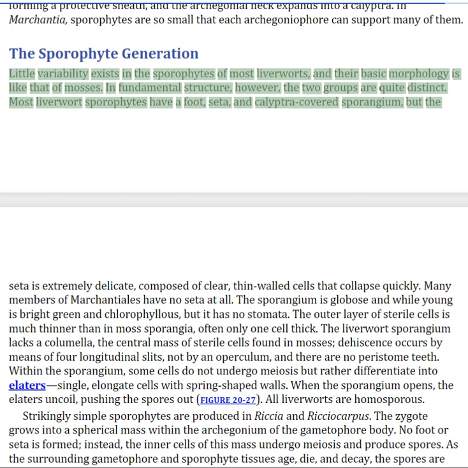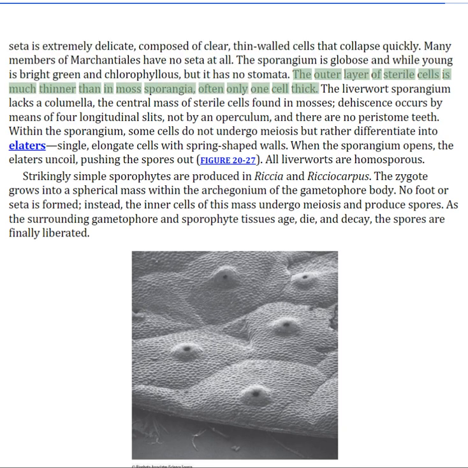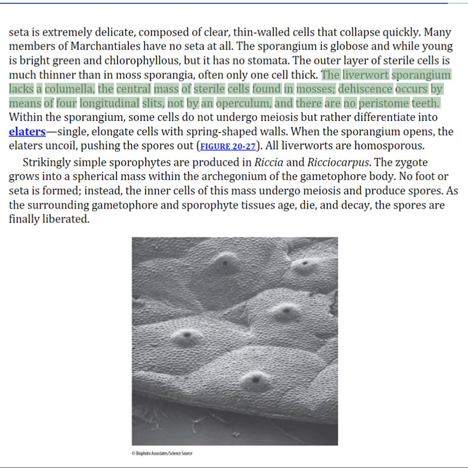Most liverwort sporophytes have a foot, seta, and calyptra-covered sporangium, but the seta is extremely delicate, composed of clear, thin-walled cells that collapse quickly. Many members of Marchantiales have no seta at all. The sporangium is globose and while young is bright green and chlorophyllous, but it has no stomata. The outer layer of sterile cells is much thinner than in moss sporangia, often only one cell thick. The liverwort sporangium lacks a columella, the central mass of sterile cells found in mosses. Dehiscence occurs by means of 4 longitudinal slits, not by an operculum, and there are no peristome teeth.